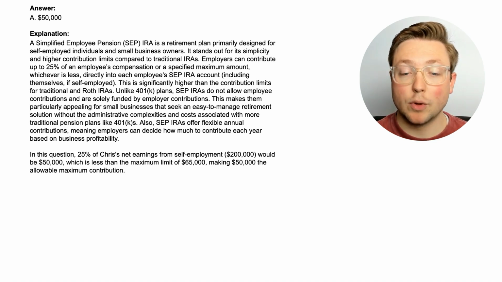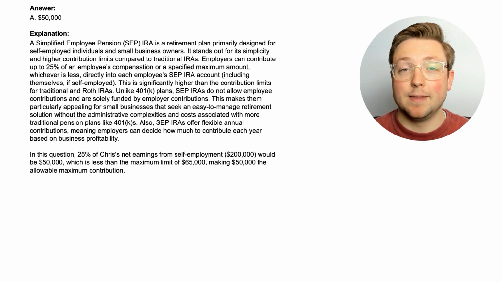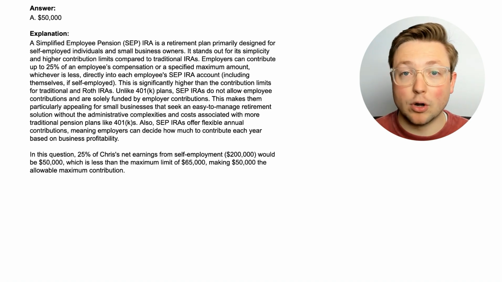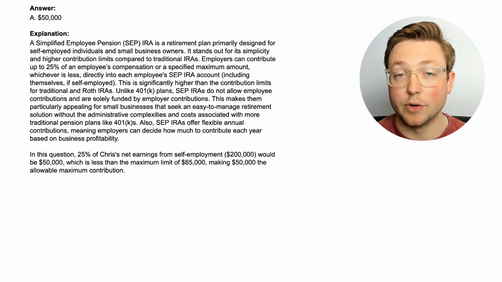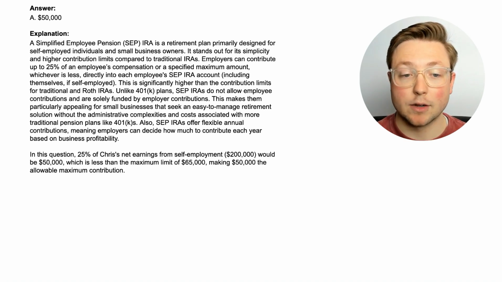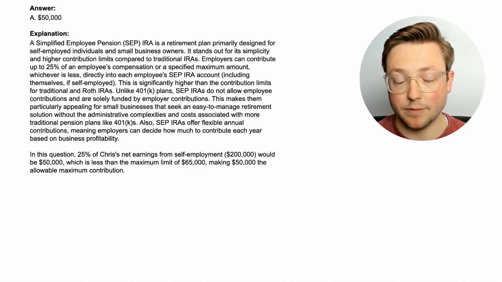A Simplified Employee Pension, or SEP IRA, is a retirement plan primarily designed for self-employed individuals and small business owners. And by the way, that's going to be the case for pretty much all of the retirement things we look at in this video. It stands out for its simplicity and higher contribution limits compared to traditional IRAs. Employers can contribute up to 25% of an employee's compensation or a specified maximum amount, whichever is less, directly into each employee's SEP IRA, including themselves if they're self-employed.